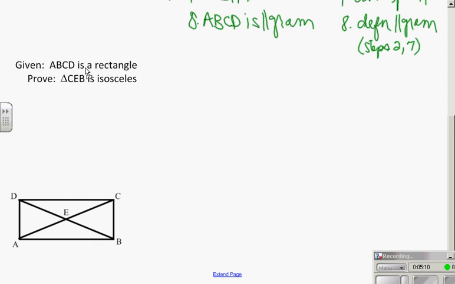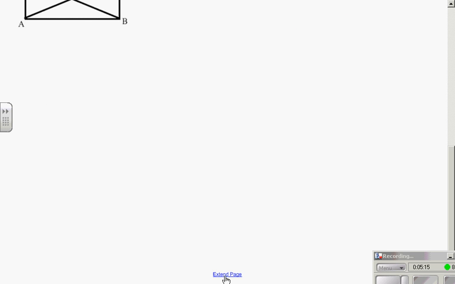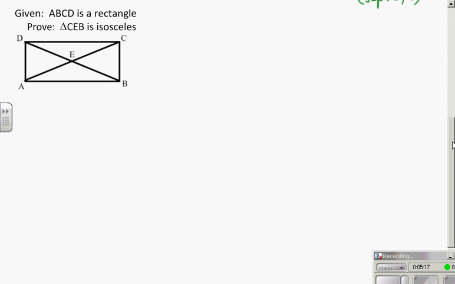Now this proof is going to start with even more given information. I'm going to be given that that figure is a rectangle. So that means I have the 6 properties of a parallelogram plus the 2 more additional rectangle properties at my disposal.